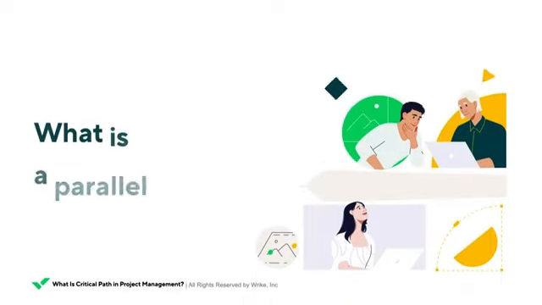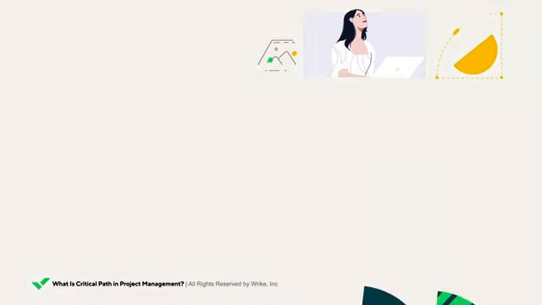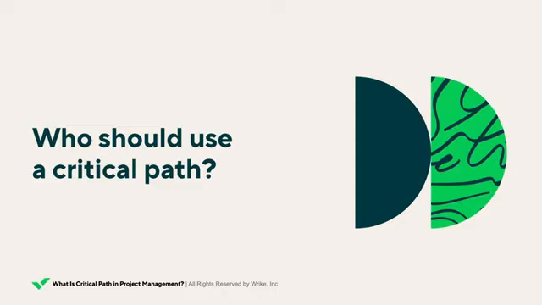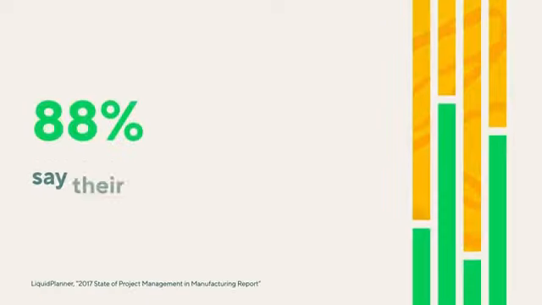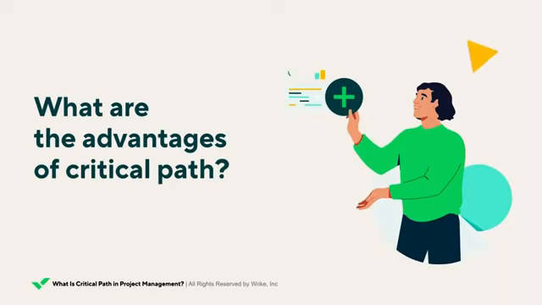There's one final piece to a critical path in project management: a parallel task, which is a task that is not dependent on other tasks. These must be monitored carefully in order to avoid delays, as they can often be neglected. The good news is that critical path can be used by any team in any industry to handle complex projects. According to Liquid Planner, almost half of project managers list hitting deadlines as their biggest challenge. Critical path in project management enables teams to focus on this, so it can benefit any team at any organization that struggles with this.